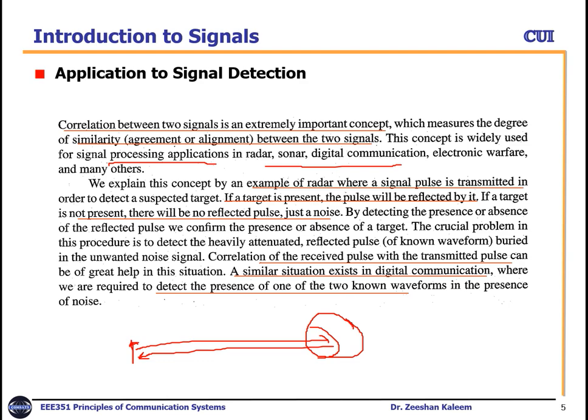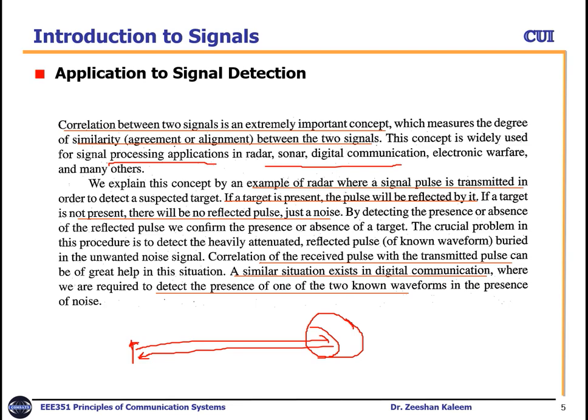So correlation of the received pulse with the transmitted pulse can be of great help in this situation. For example, if you transmit and receive, and there is a correlation or similarity between the transmitted wave and the received wave, then we can say that there is some target over there. Otherwise, we will say there is no target.